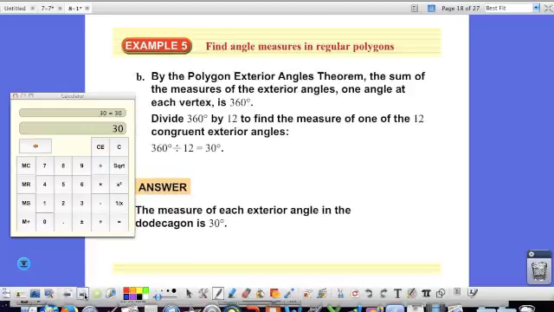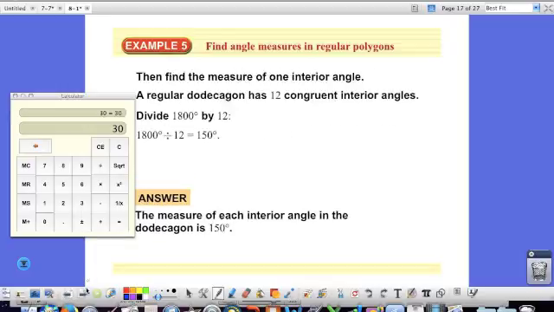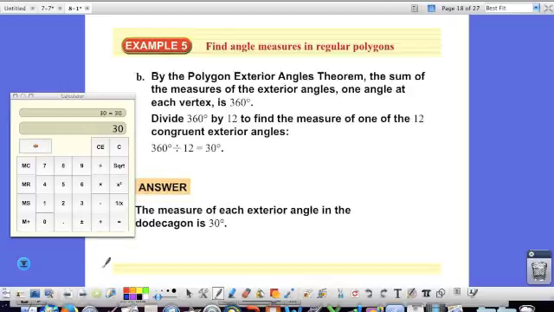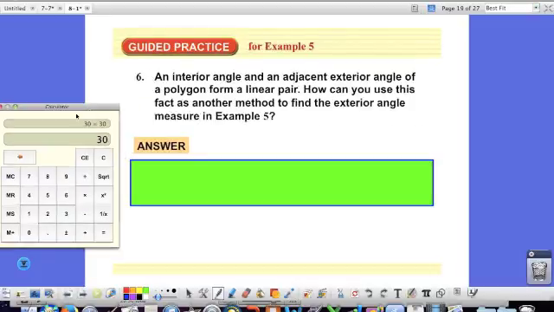You also will notice that 30 and 150 form a linear pair. That makes sense because they're a linear pair, so they're going to have a sum of 180 degrees.